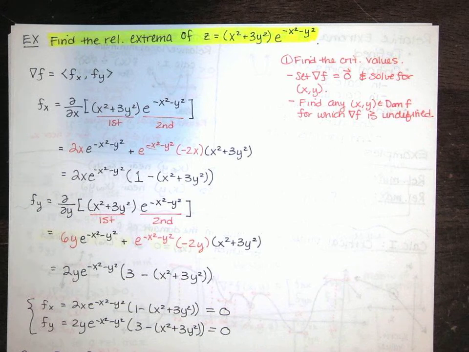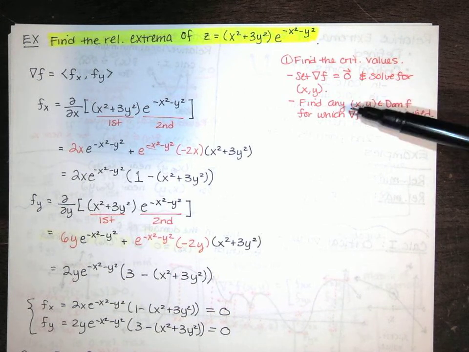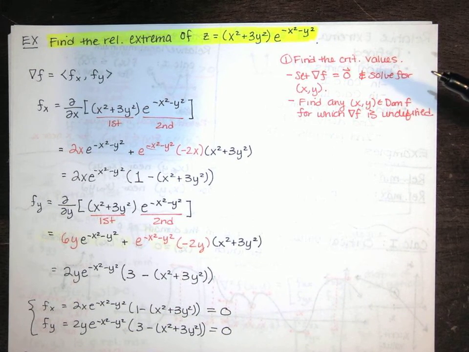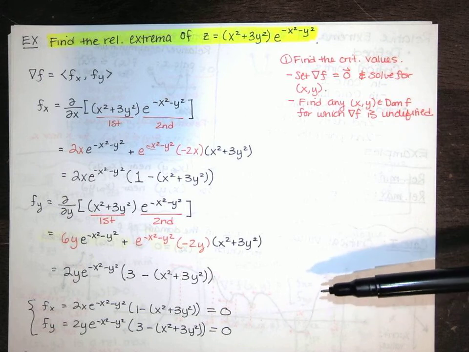In this video, we're going to find relative extrema of this function z equals (x squared plus 3y squared) times e to the negative x squared minus y squared. In the last video, we found the critical values. So if you need to find the critical values, if you want to watch a video of me finding the critical values, please watch the last video. That's where we did all of this work.